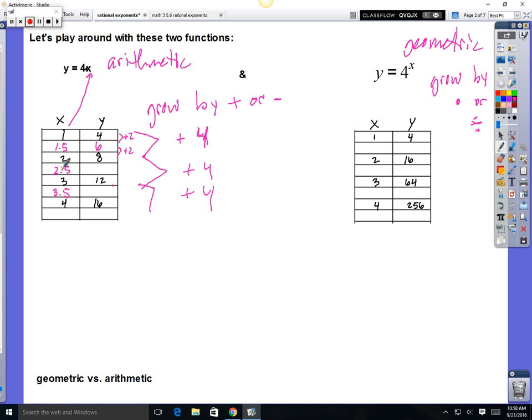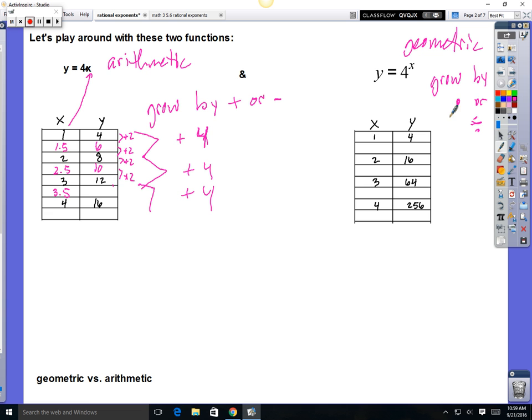So let's look at 2.5. 2.5 will result in 10, because if I'm going in between, add 4, I'm going to add 2. Add 2. Okay, let's look at a geometric.